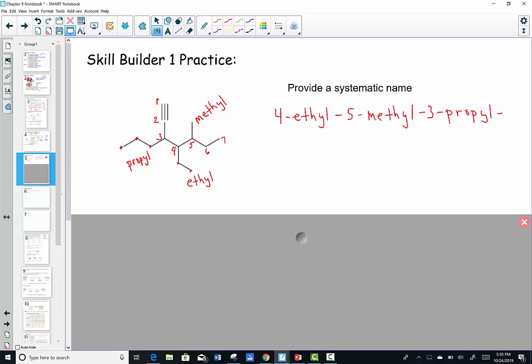And now we're ready to name that parent chain. The root word, of course, is hept for number 7. But I also have to let you know, and I'm going to run out of room here, so I'm going to come down, that at carbon number 1 is the triple bond, and the root word is hept. The suffix is -yne. 4-ethyl, 5-methyl, 3-propyl, 1-heptyne.